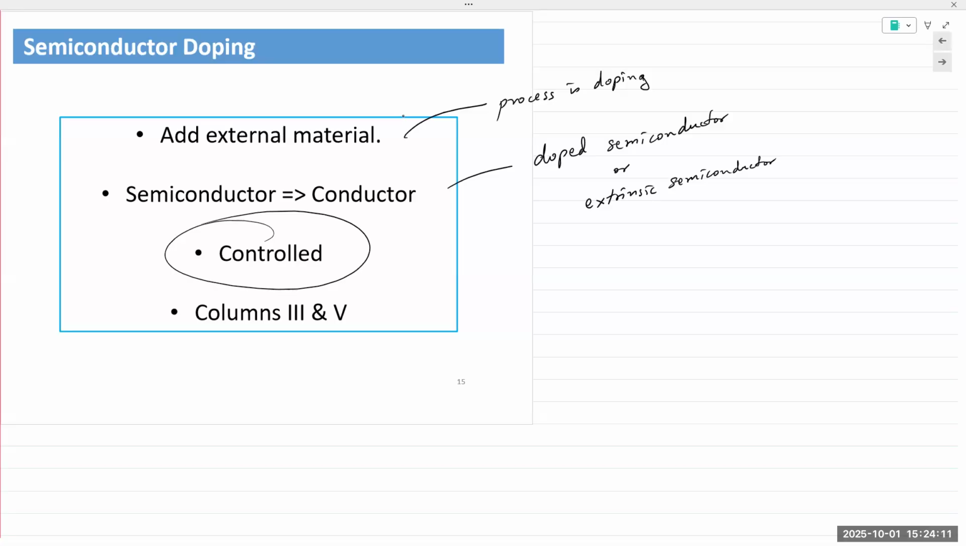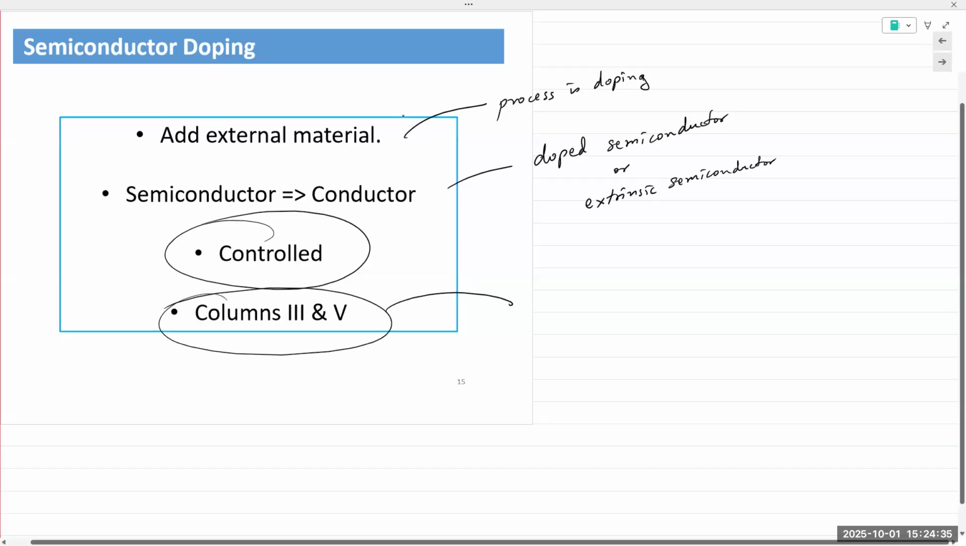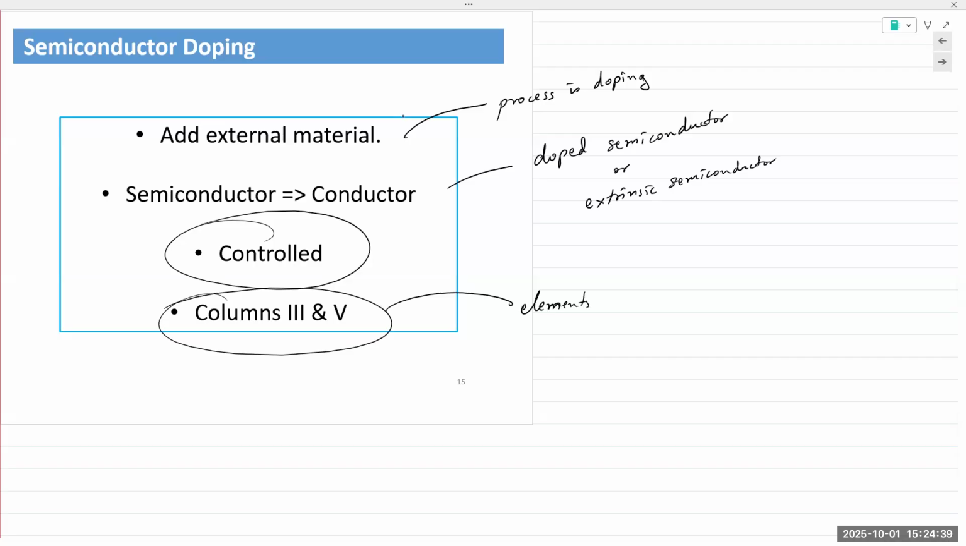So how do we add these? Well, there are fabrication processes that we do, but the important question is, what do we add? Well, we want extra electrons, you want extra carriers to be generated. So we choose elements from column 3 and column 5 of the periodic table. Okay, so elements from column 3 and column 5 of the periodic table are chosen.